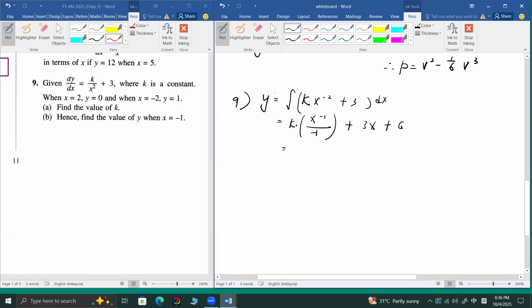So negative k, can you see here? Negative k, I shift the x back down, plus 3x plus c. Okay, class. Now we can start to do part A. Find the value of k. Then can you say that when x is 2, y is 0.